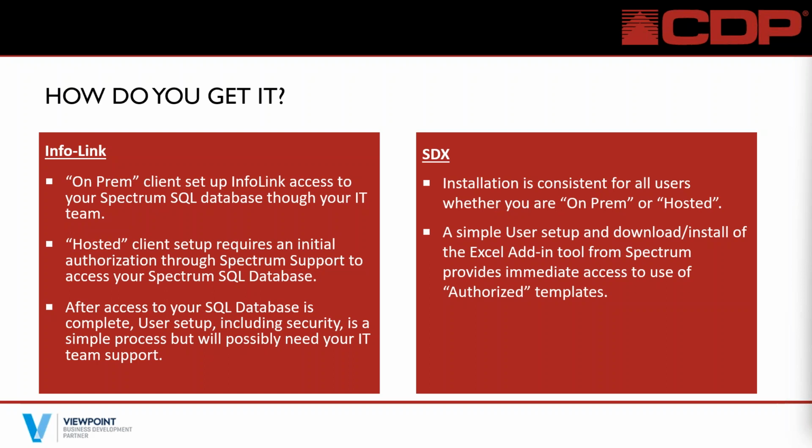Utilizing it and getting it on your workstations: Info-Link, if you're an on-prem client, is going to be a setup through your IT team to give you access to the SQL database on your servers. If you're hosted, it's a two-step process. You're going to initially have to have authorization to that SQL database from Spectrum directly. And then after that, you'll have an IT team set up your workstation to access that SQL database. User setup is done in Spectrum.